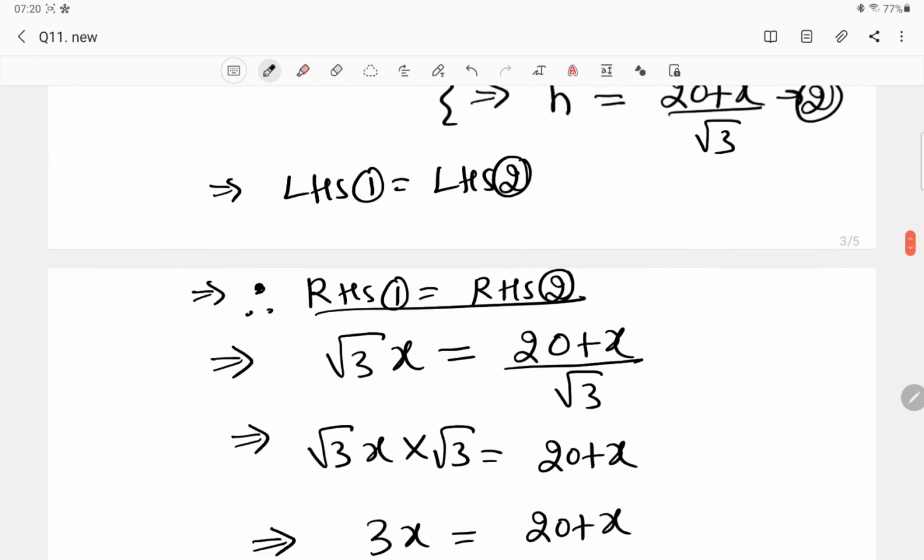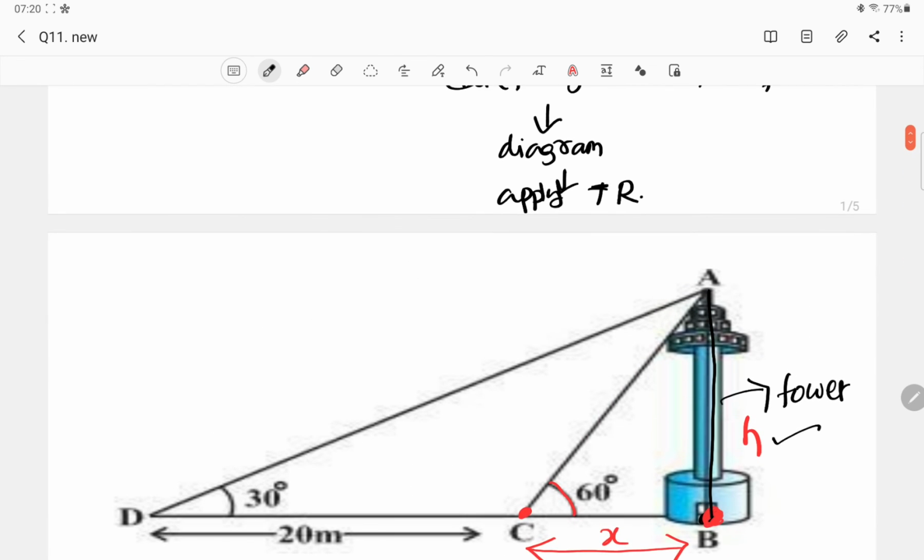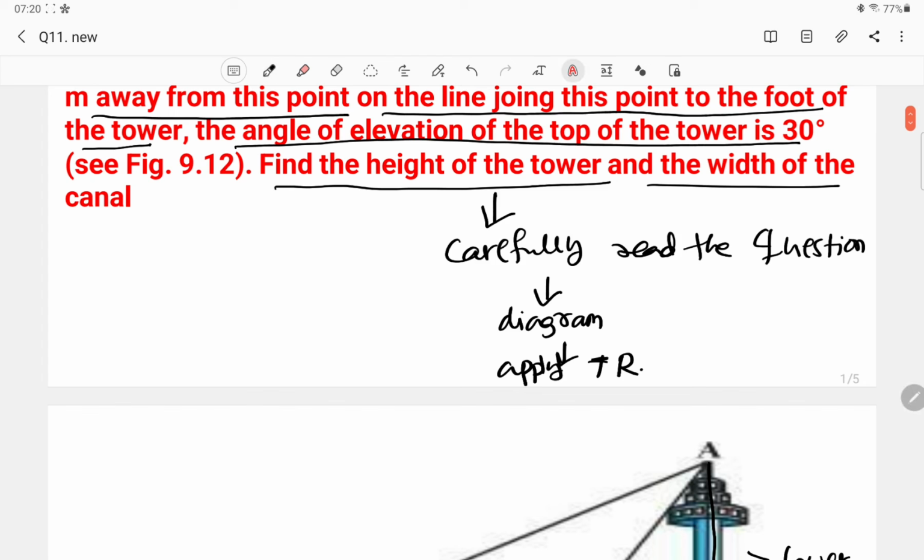Try to analyze the question as it is given. These 3 steps are very, very important. I have made a video on that also, on how to solve the questions on applications of trigonometry. That video is also there. The link of that video is given in the description. You can refer back to that also.